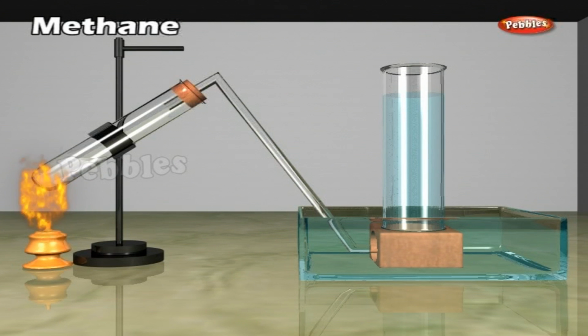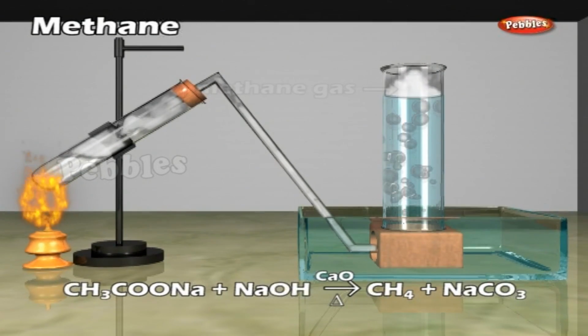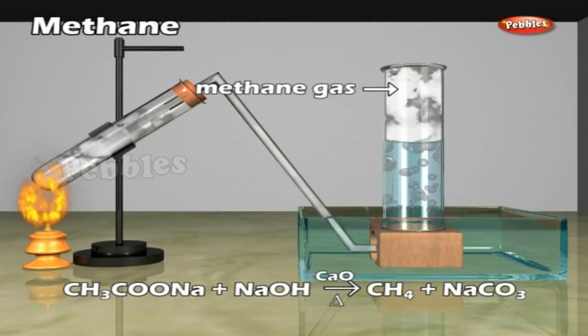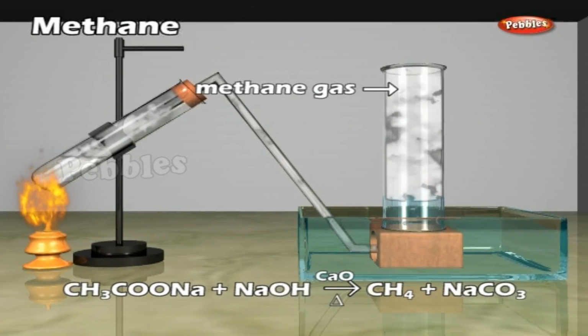Now, heat the mixture of sodium acetate and soda lime with a Bunsen burner. Methane gas is evolved and it is collected by the downward displacement of water. Sodium acetate plus sodium hydroxide with calcium oxide gives methane plus sodium carbonate.